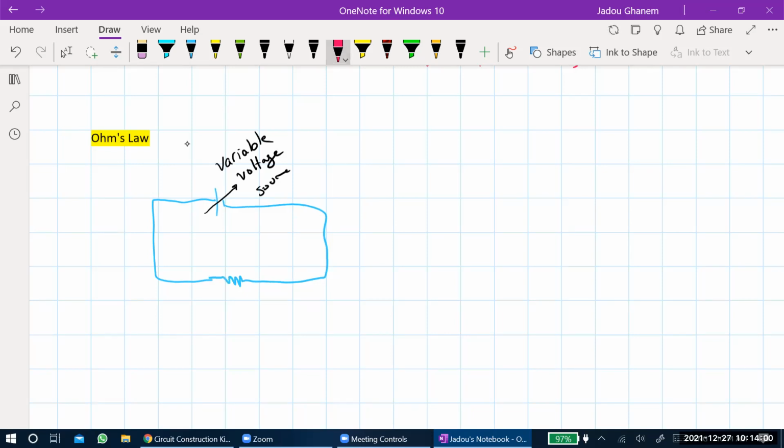Let me change the color. Okay, this is the resistor. We can use this symbol for resistors. And we have to add an ammeter. And finally, we must add a voltmeter. Do you have any expectations why we use such a circuit?